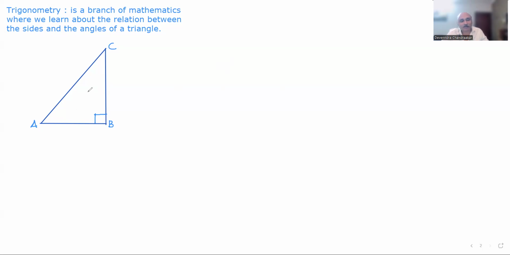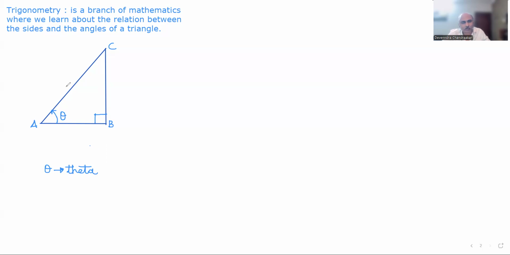Yeah. So now, based on this, let's choose this angle and name it angle theta. You call it theta. It's a Greek alphabet, and here we are using it as a symbol to represent the angle of this triangle. Now, every side of the triangle has a name according to the angle which we have chosen.